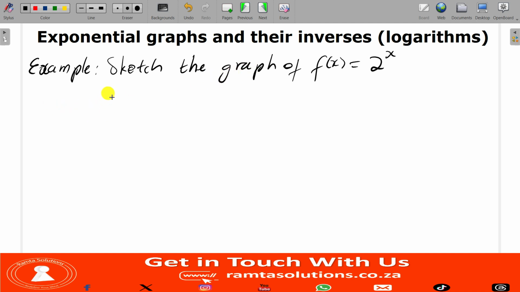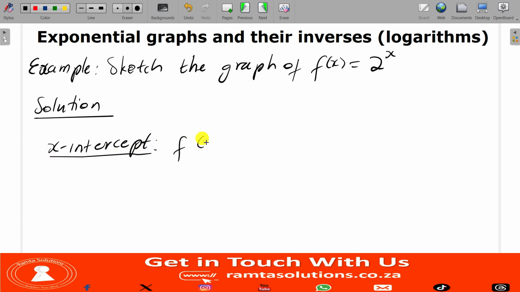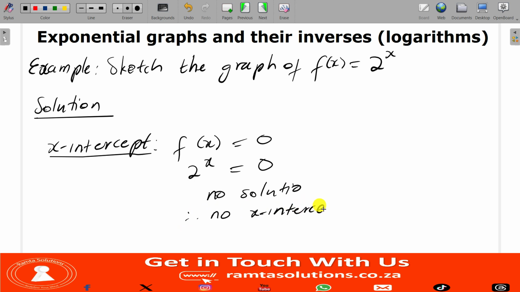So, as you can see here, let's begin with the x-intercept. It's important that we get this. So our solution: first things first, the x-intercept. For the x-intercept, we say f of x equals 0. What is f of x? It is 2 to the x equals 0. This says no solution. Therefore, it has no x-intercept.